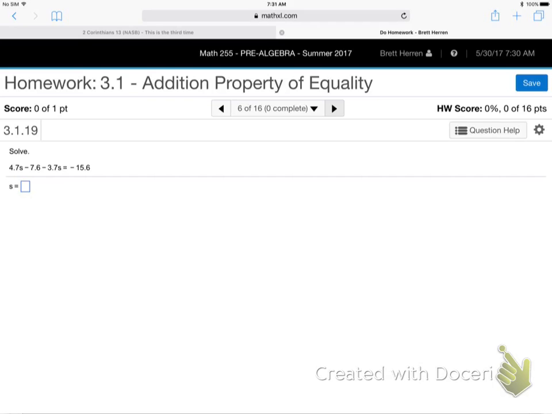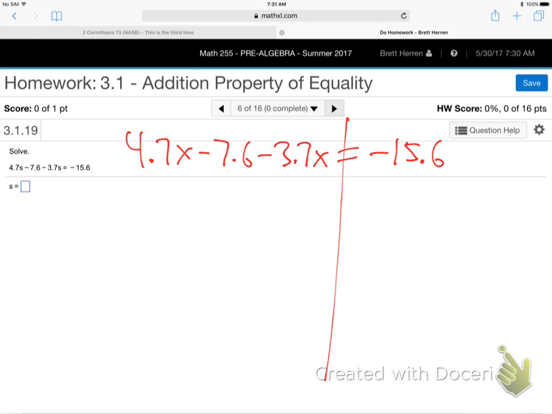Okay, I'm going to make the S into an X. So 4.7x minus 7.6 minus 3.7x equals minus 15.6, and here's the wall. All right, so what do we do on this problem to solve for x? First off, notice we could switch the order.